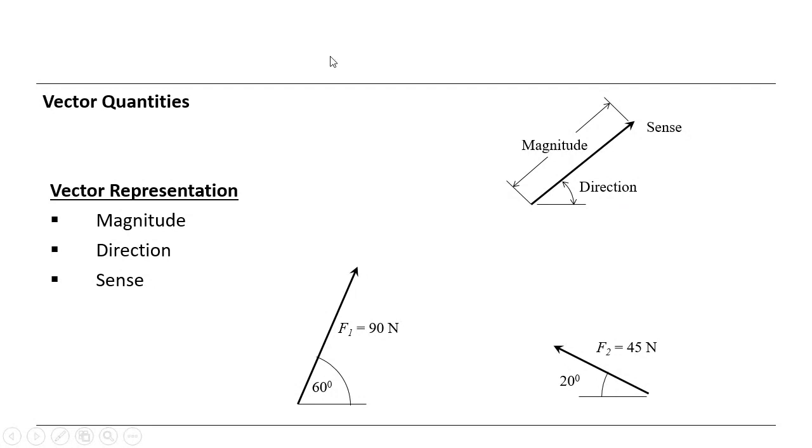And the vector representation obviously represents magnitude, direction, and sense. Like this here, you see the direction and the sense and the magnitude. I mean, the angle is related to the direction, and the arrow is the sense, and here the magnitude, the scalar value. So the magnitude, direction, and sense.